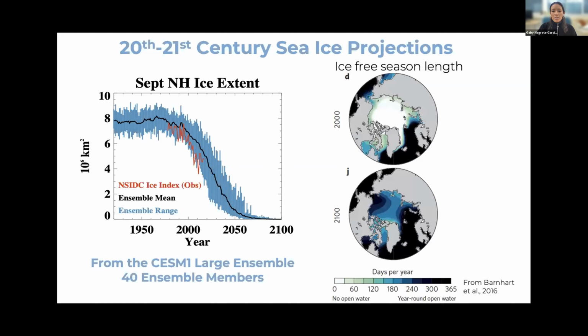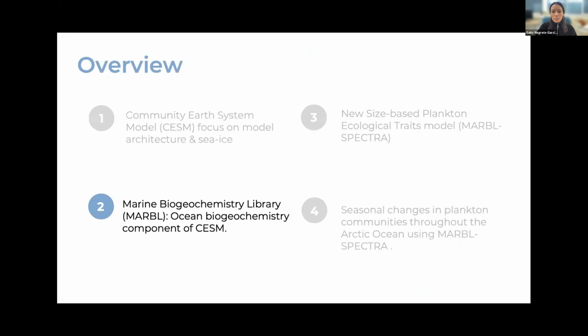When comparing the ensemble mean of the number of open water days throughout the Arctic Ocean between the year 2000 and 2100, it shows the expansion of the open water season over the century, with much less sea ice projected by the end of the century. And so the incorporation of CICE in CESM allows us to have some good projections and predictions of sea ice throughout the year by the end of the century.